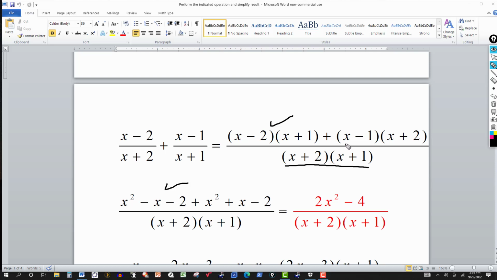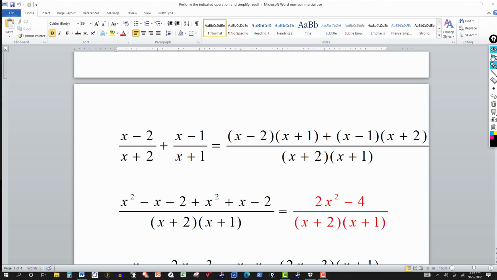And for this one, x minus 1 times x plus 2, x times x is x squared. Middle term minus x, and 2x is x, and then 2 times minus 1 is a minus 2. And then here the minus x and the x cancel out. X squared plus x squared is 2x squared, and a minus 2 and a minus 2 is a minus 4. So the numerator part comes out to 2x squared minus 4 over x plus 2 times x plus 1.